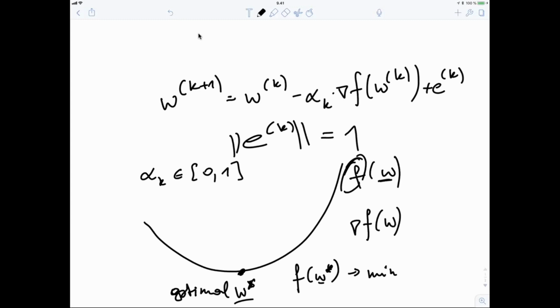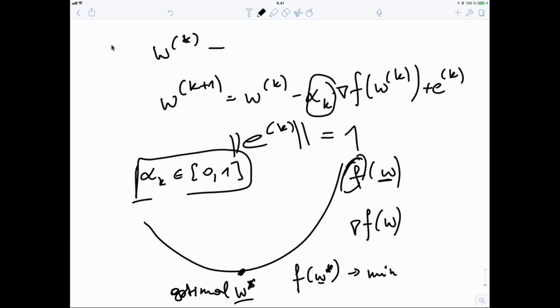Okay, so we have the existence of a minimizer. And the question was, is it possible to find a choice for the step size or for the learning rate? Here we have the learning rate alpha k, which is required to be between 0 and 1, by the way, but otherwise arbitrary. So can we find a choice for the step size such that the iterates wk eventually converge towards the optimum?